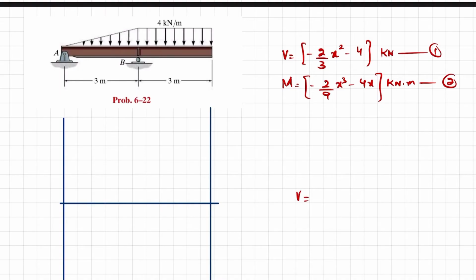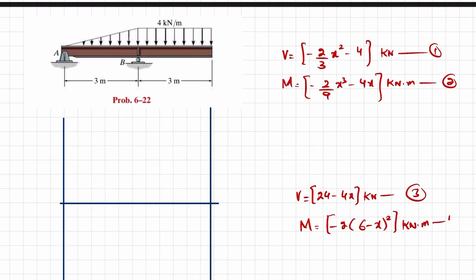Similarly, V is equal to 24 minus 4x, and the unit will be in kilonewton. This is equation number 3, and moment is equal to minus 2 into (6 minus x) whole squared kilonewton into meter. That was equation number 4.